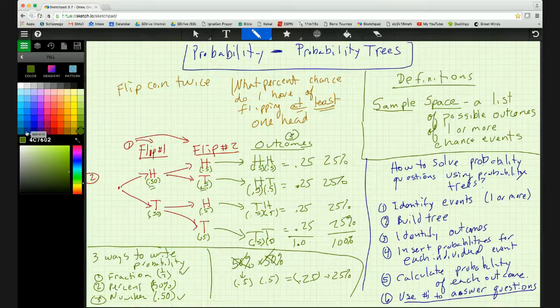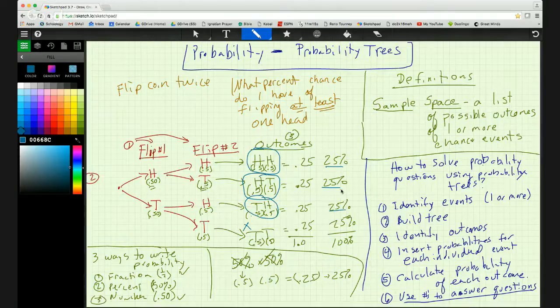So let's do that in this color over here. Our question is, what percent chance do I have of flipping at least one head? So now we have to identify which outcomes have at least one head. Well, this one does. This has a head. This one does. This one does. This one does not, so we're going to put a little X here. So these are our chances. We have a 25% chance plus a 25% chance plus a 25% chance of getting at least one head.